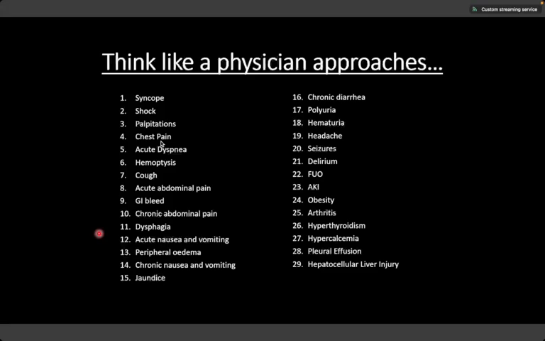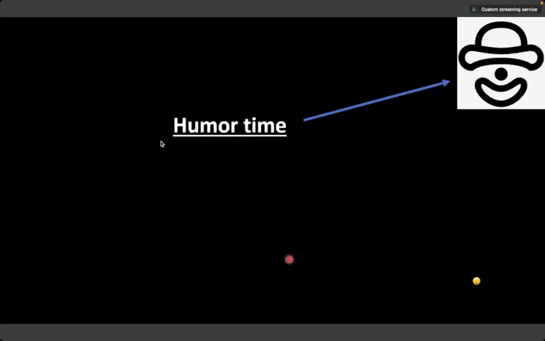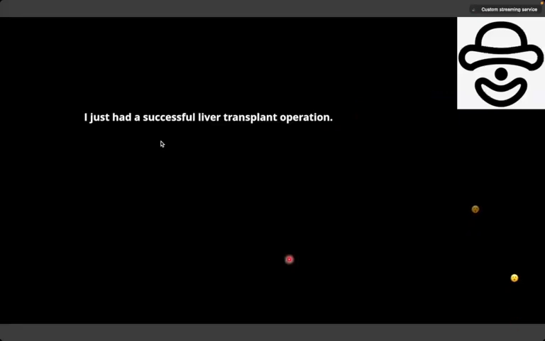Righty. We started these lectures in February last year, and thank the Lord, we're making good progress. This is our 29th lecture in the series, and today we're talking about hepatocellular liver injury. And of course, I've got some jokes for you as we go along. Speaking of which, here's the first joke.